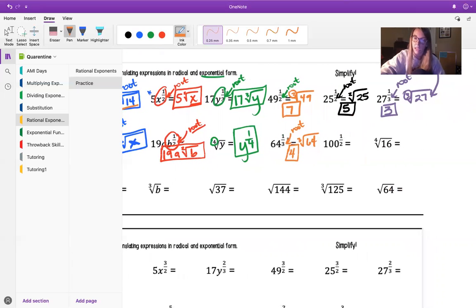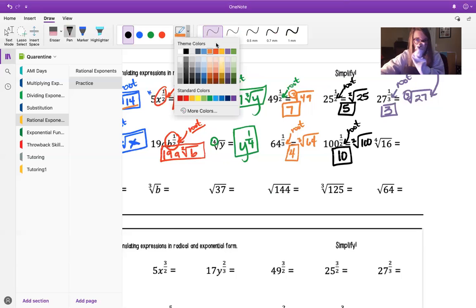Okay. Next, we have 100 to the 1/2 power. So we know that the denominator gives us the root. So we're taking the square root of 100, which what times what gives us 100? 10. Now remember that those numbers that you're multiplying by itself has to be the same number. It can't be like 50 times 2 gives you 100. It has to be 10 times 10 or 2 times 2 or 3 times 3. It has to be the same number you're multiplying.